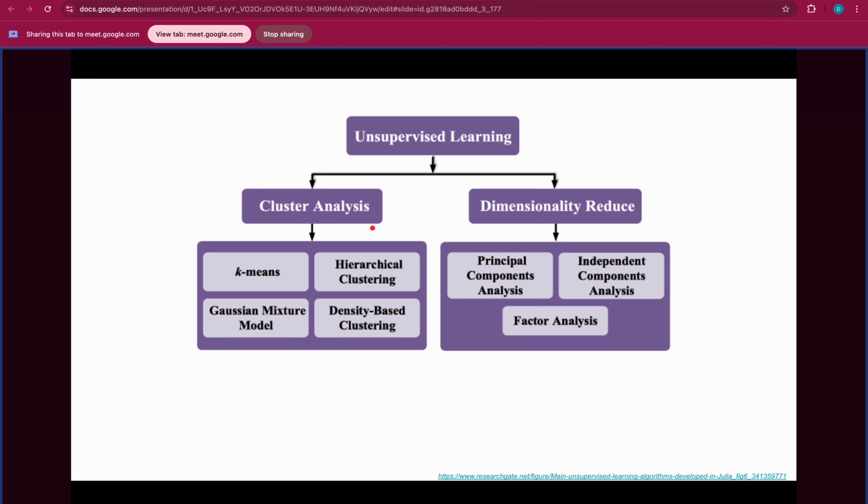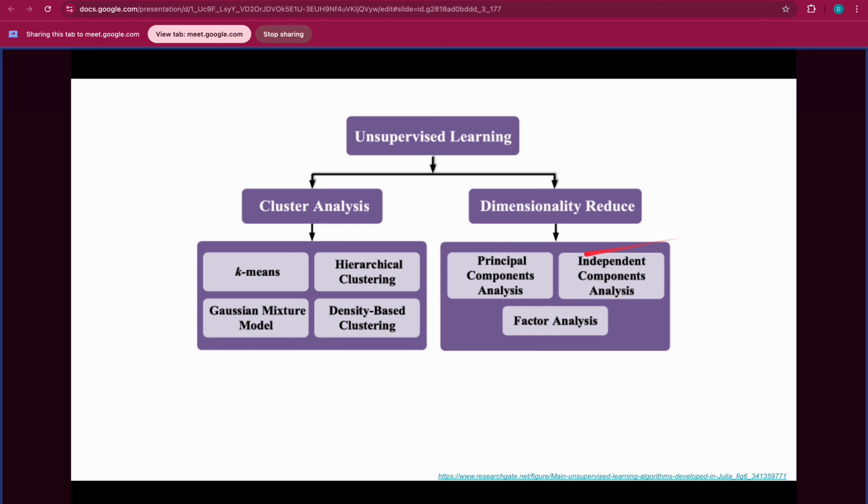So in cluster analysis, as I have talked earlier, in unsupervised learning you try to cluster because you do not have labels, so you cannot predict anything, but you can cluster them by looking at the already available data set. So for clustering you can use k-means clustering, hierarchical clustering, Gaussian mixture model or density based clustering.